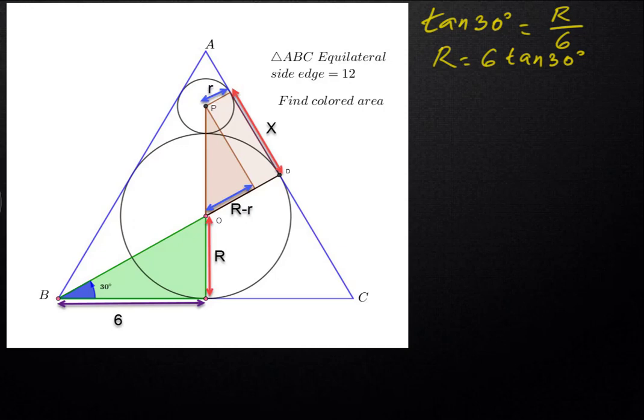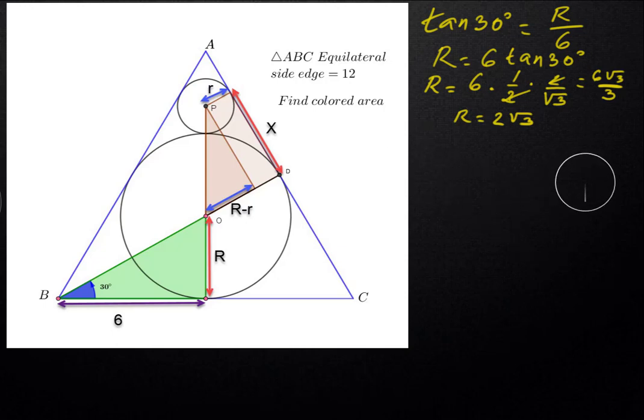And the tangent, you know, sine 30 degrees is 1/2, and cosine is square root of 3 over 2. So if we do the multiplication, r is equal to 6 times 1/2 over square root of 3 over 2. That means we will get finally R is equal to 2 square root of 3.